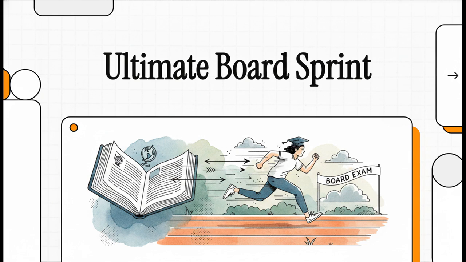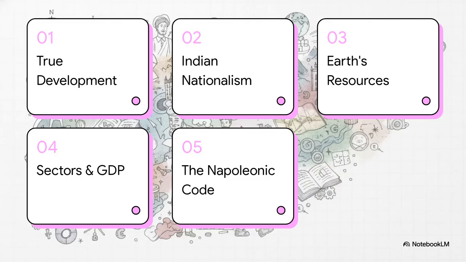We're locking in the absolute most important details and filtering out the noise so you can focus on exactly what you need to know. So get your mental running shoes on because we are moving fast. Here's our sprint syllabus for today. We're racing through 5 crucial checkpoints, starting with economics and measuring true development.